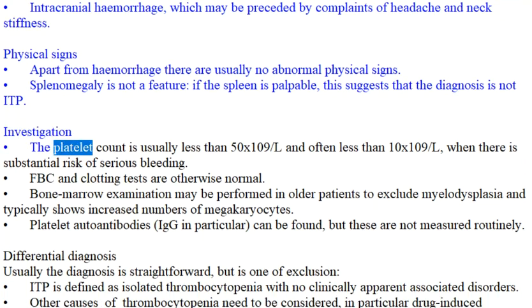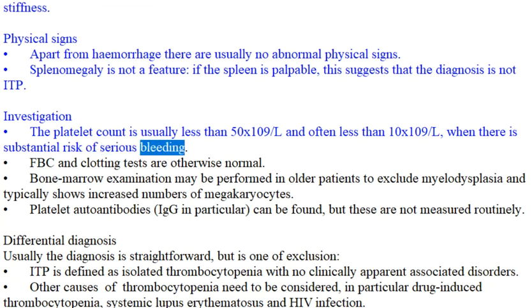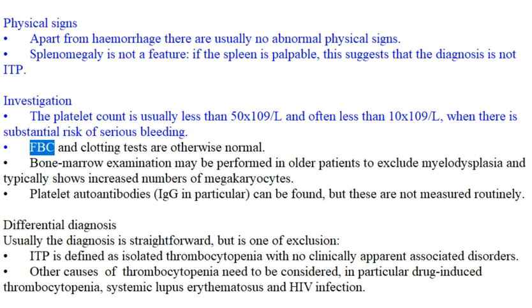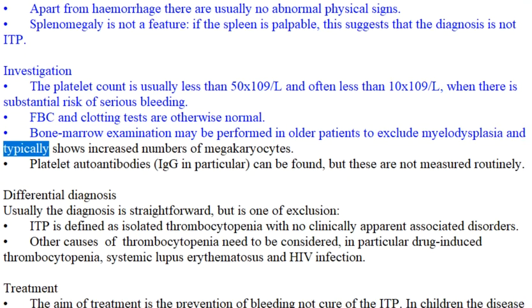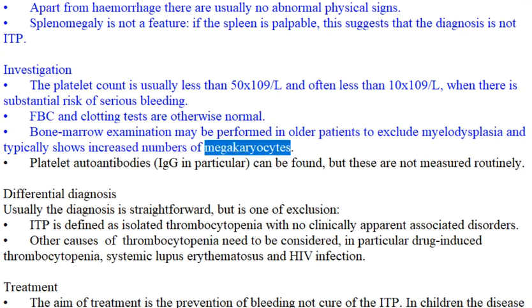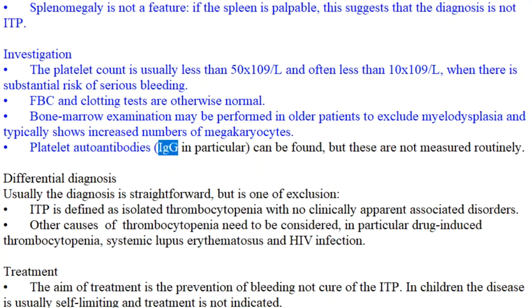Investigation. The platelet count is usually less than 50x10^9/L and often less than 10x10^9/L, when there is substantial risk of serious bleeding. FBC and clotting tests are otherwise normal. Bone marrow examination may be performed in older patients to exclude myelodysplasia and typically shows increased numbers of megakaryocytes. Platelet autoantibodies, IgG in particular, can be found, but these are not measured routinely.